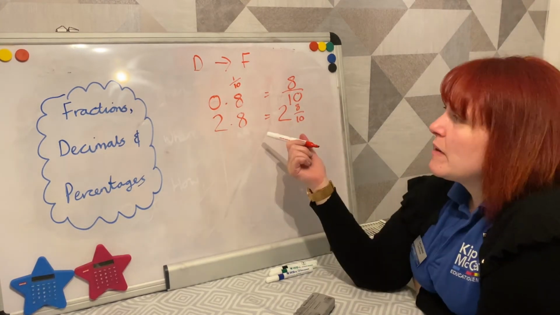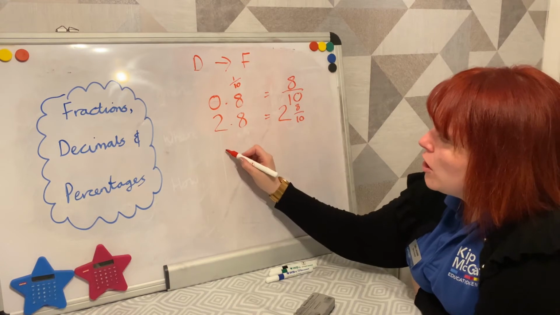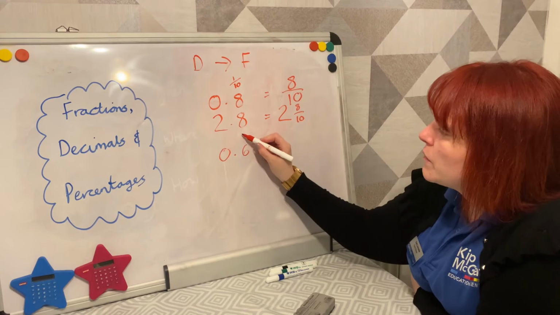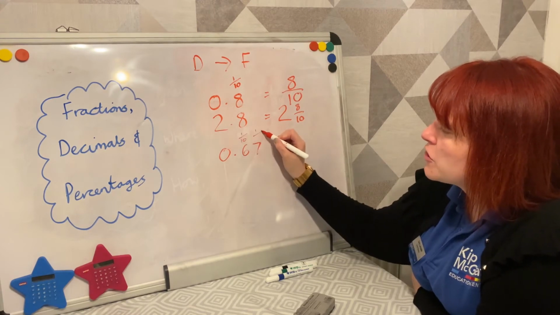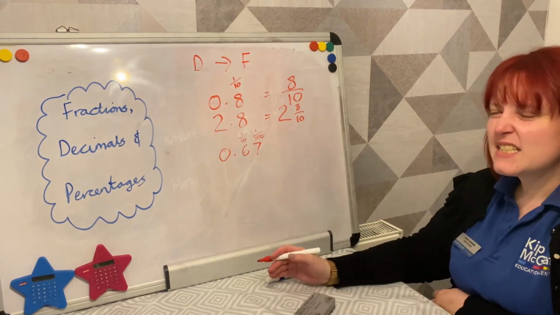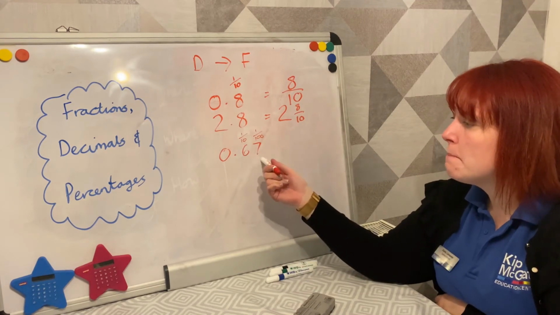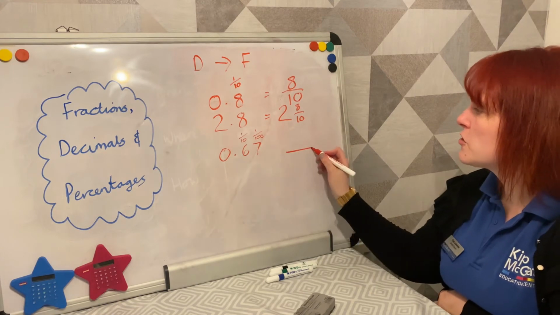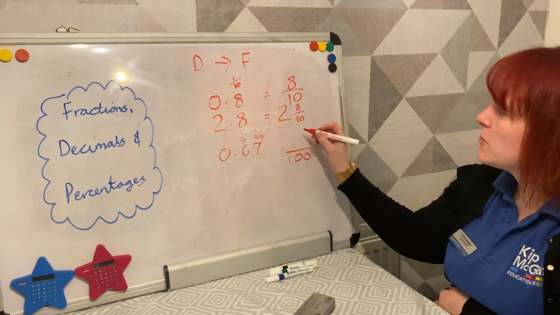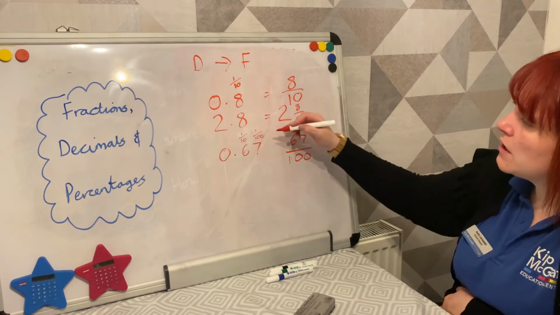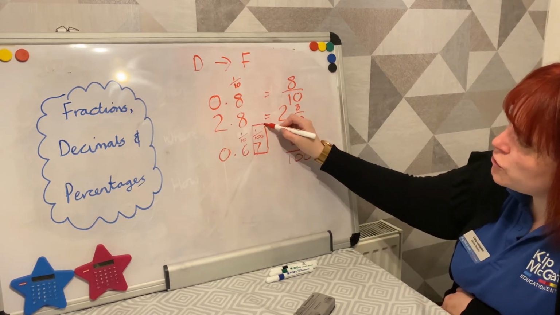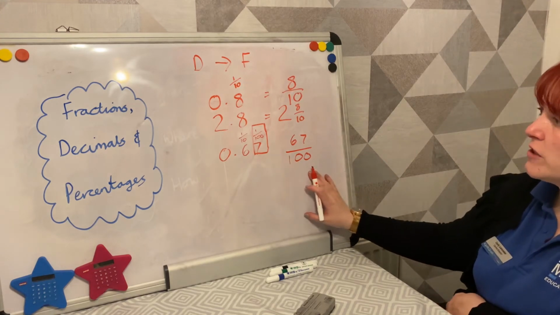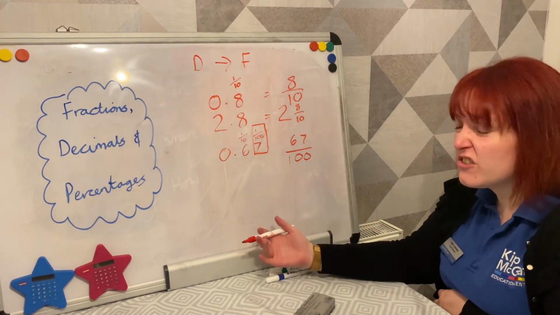Okay, so now we're looking at our next one. So now we've got 0.67. So we've got 2 numbers. We've got something in the tenths and we've got something in the hundredths. And what I tend to say to children is, if I've got 2 numbers after the decimal point, I'm going to have 2 zeros on the bottom. So I'm going to have 100. So I've got 67 hundredths. Or the fact that we go as far as the hundredths column tells me it would be hundredths. So 67 hundredths.